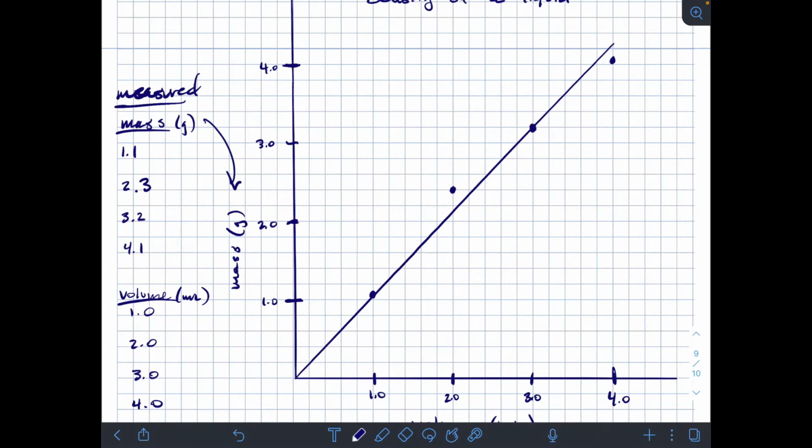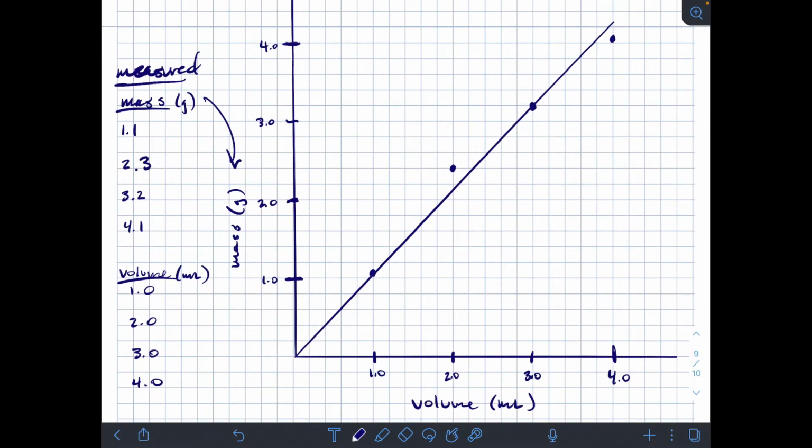In this particular activity, this person took measurements of different volumes of a liquid. So at 1 milliliter, 2 milliliters, 3 milliliters, 4 milliliters, they put it on the balance and determined the mass at each of those volumes. So we put the mass on the y-axis, the volume on the x-axis. Notice that on each axis label, the mass has units of grams, and on the x-axis, the volume has units of milliliters.